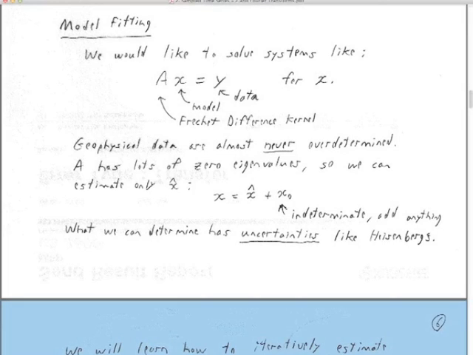Yesterday we looked at this example of a model fitting problem, and whether it's seismogram data and a source time function, or maybe travel time data and a tomographic model, this same sort of system applies.